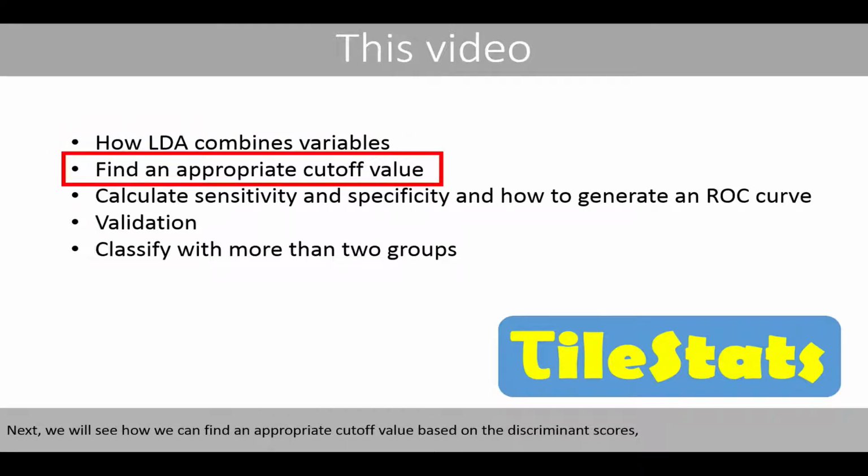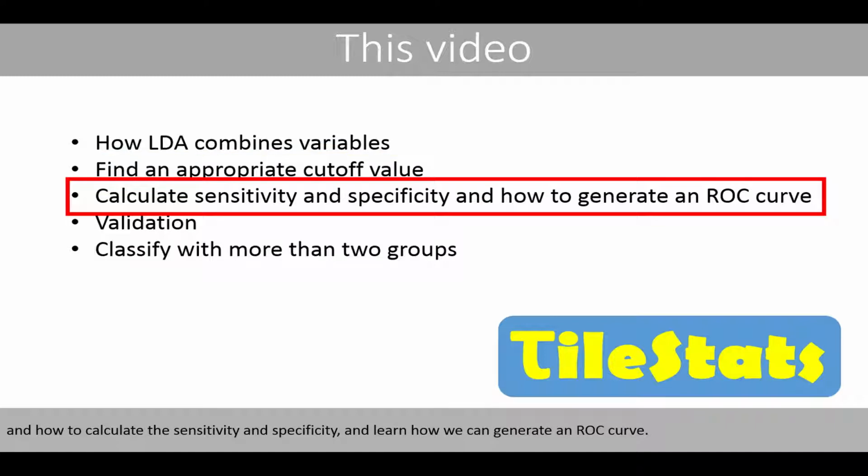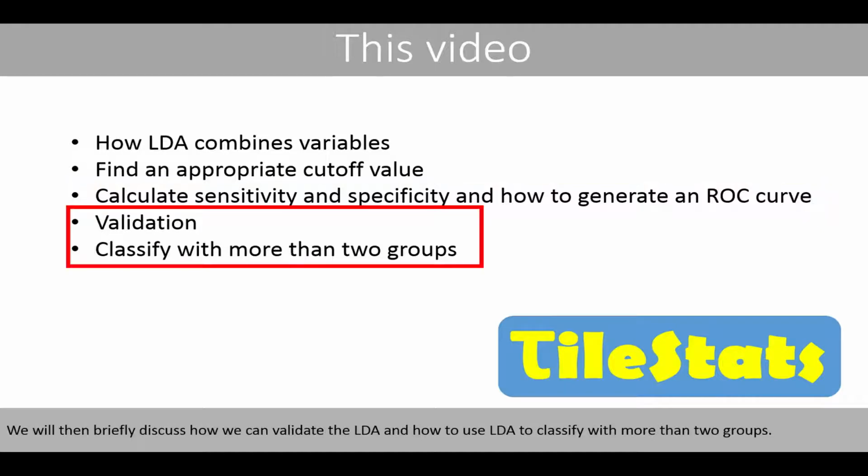Next, we'll see how we can find an appropriate cutoff value based on the discriminant scores, and how to calculate the sensitivity and specificity and learn how to generate an ROC curve. We then briefly discuss how we can validate the LDA and how to use LDA to classify with more than two groups.